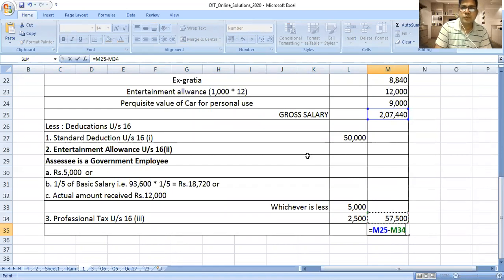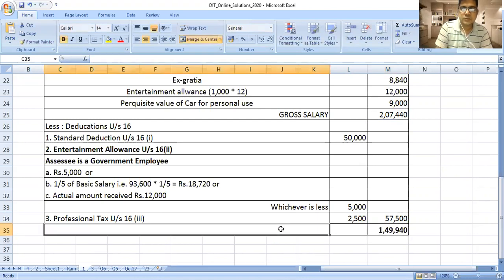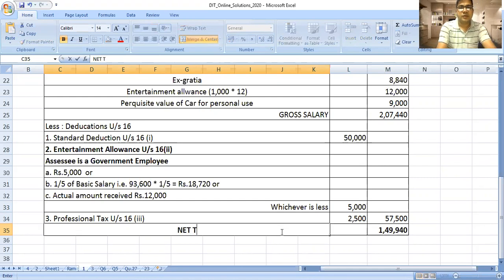The rest of the value, how much will come? Yes, Vijay got 1,49,940. So it is considered as the net taxable income from salaries.